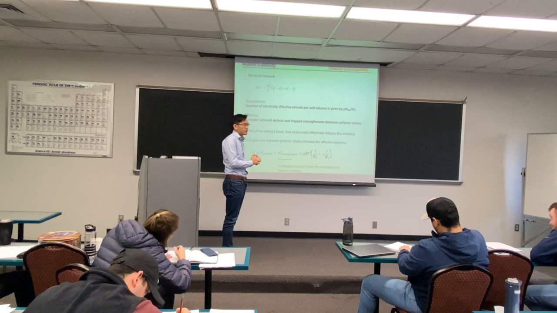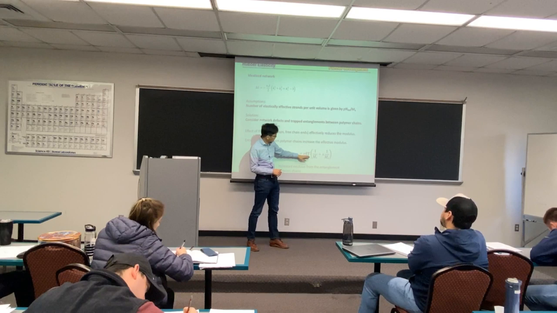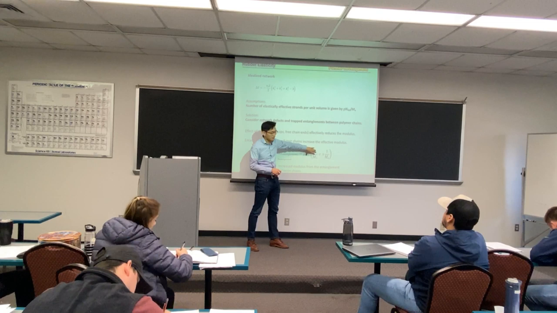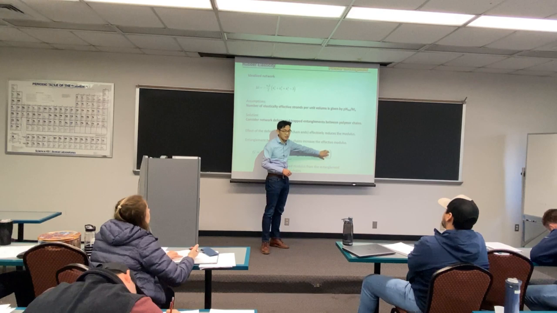You can see now your modulus is just going to be rho RT, 1 divided by Mx. This is what we learned for the Gaussian coil. Or it can be defined as rho RT, 1 divided by Me. This is an additional term, right? So now it's interesting to compare these two.